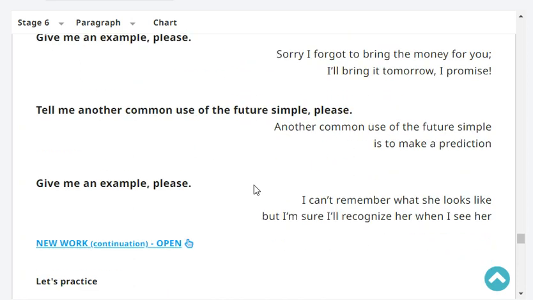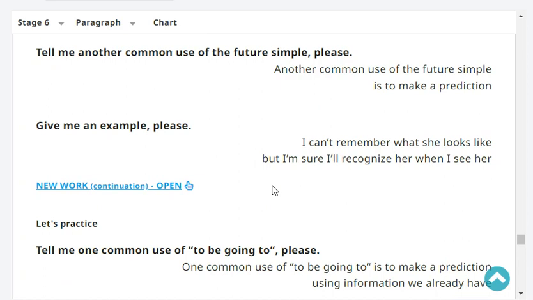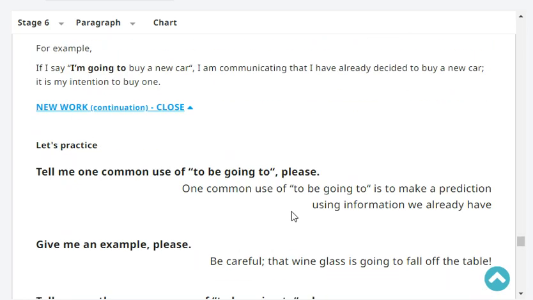Tell me another common use of the future simple, please. Another common use of the future simple is to make a prediction. Give me an example, please. I can't remember what she looks like, but I'm sure I'll recognize her when I see her. Very good.